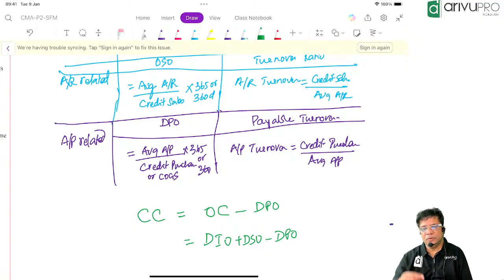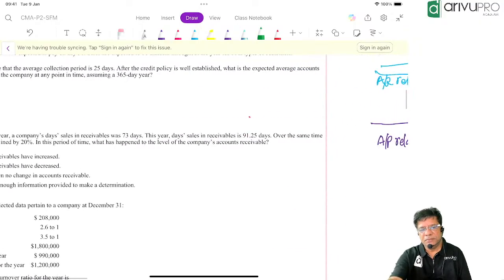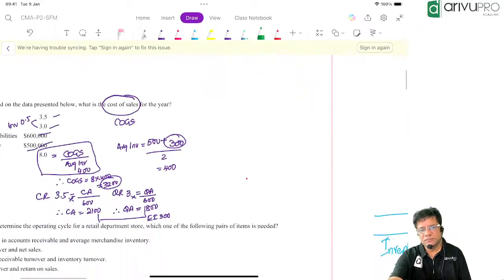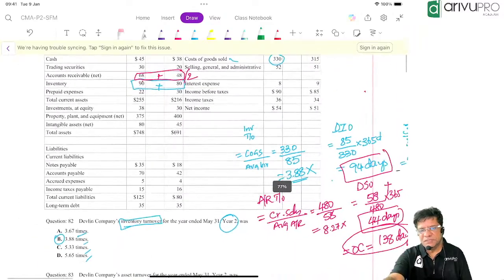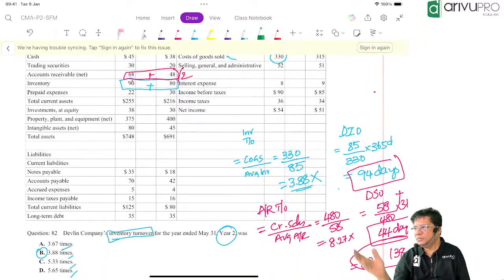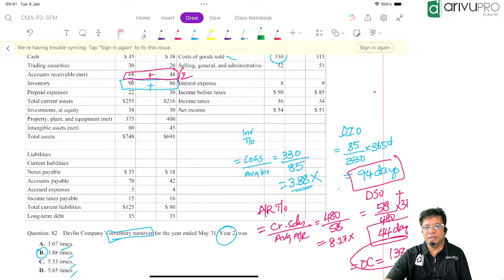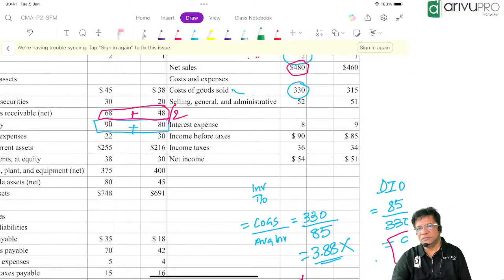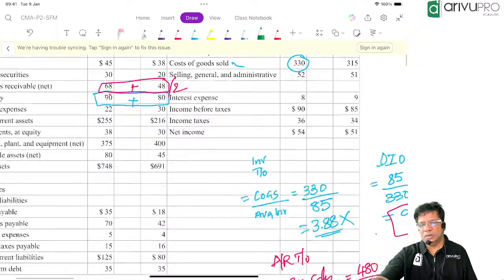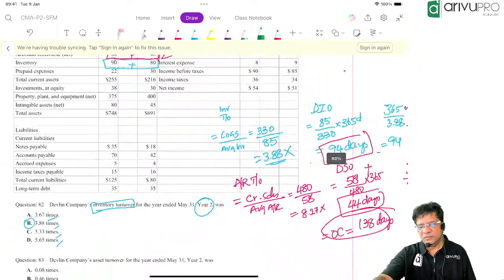Okay, now I'll come back to this question. Either you can take credit purchases. AP means credit purchases only. You are buying raw material on credit, then you are creating AP. But if you are not able to calculate credit purchases, you can take cost of goods sold. Okay, now let's take cost of goods sold.